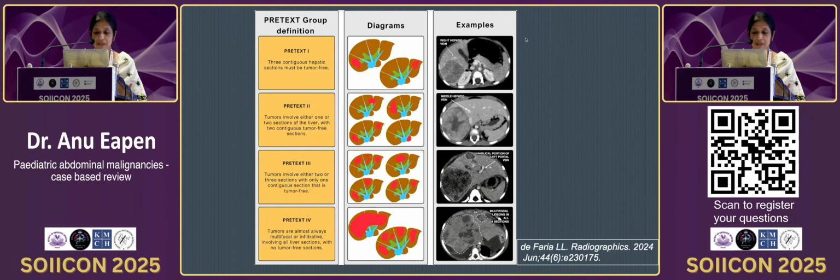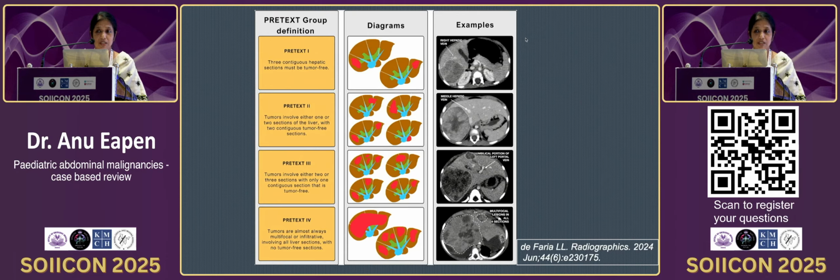So this is something I've taken from RadioGraphics. So PRETEXT 1 is when 3 contiguous hepatic sections must be tumor-free. So if either the right posterior or the left lateral is involved, just that can be removed. As seen on this image, you can see the borderline, the right hepatic vein, which tells you that the tumor seen on that image is entirely within the right posterior sector. So again, that is PRETEXT 1.